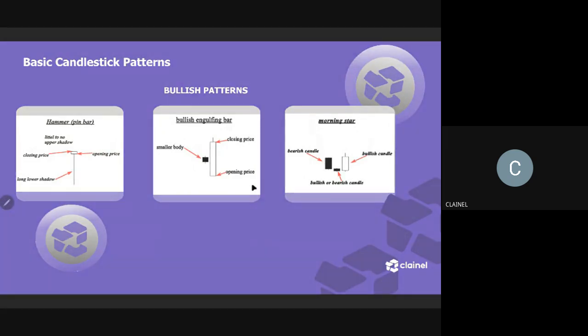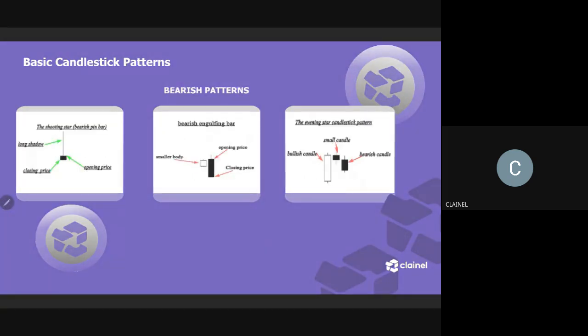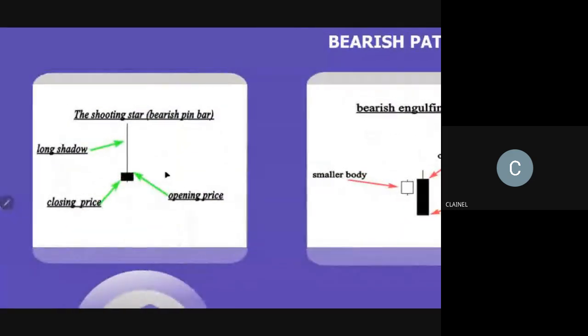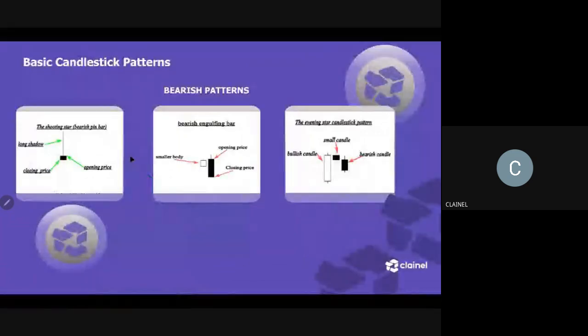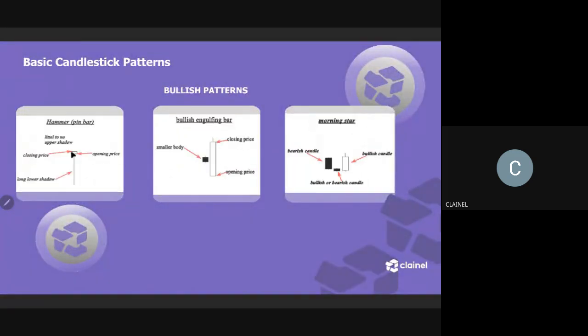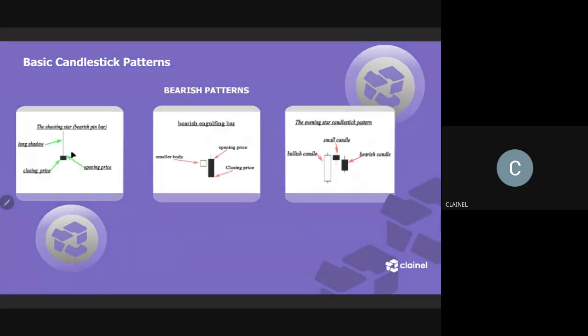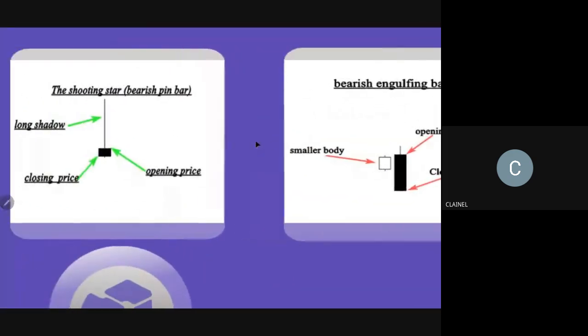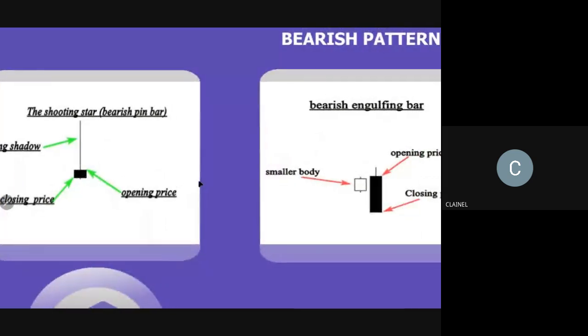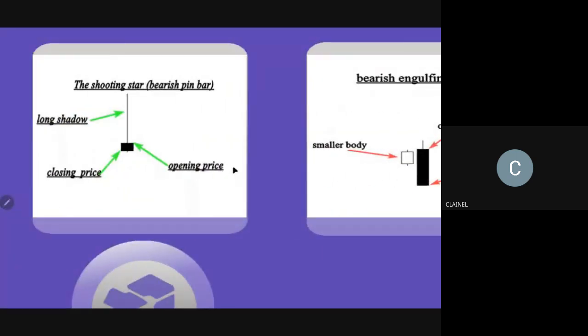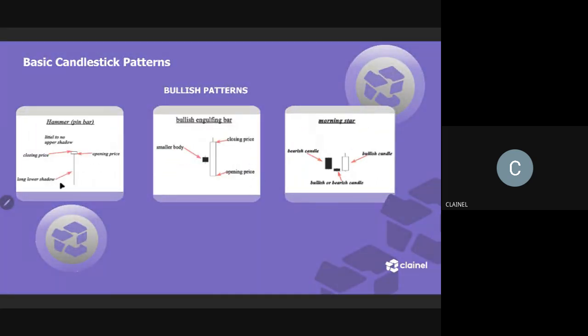Let's go to the bearish candlestick patterns. We have the shooting star, which is a bearish pin bar. It's upside down. It's the reverse of the hammer. If you can see right here, this is the hammer, and this is your shooting star, the reverse form of your hammer. Here, opening price is above closing price, and there's a long shadow indicating price rejection. Here, sellers are in control. In the bullish, buyers are in control.